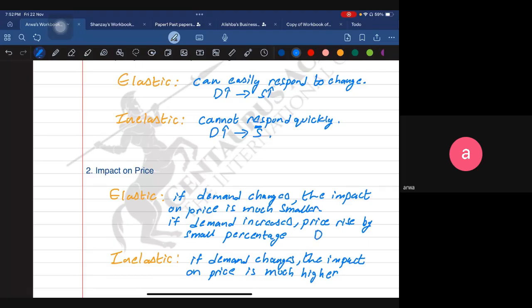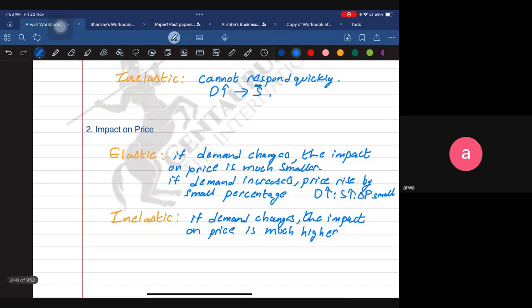In the elastic case, the increase in demand is met by the supply somehow, so prices are changing, but only a little bit. The change in price is small. But here, demand increases, supply is less, so the prices would increase by a large amount.